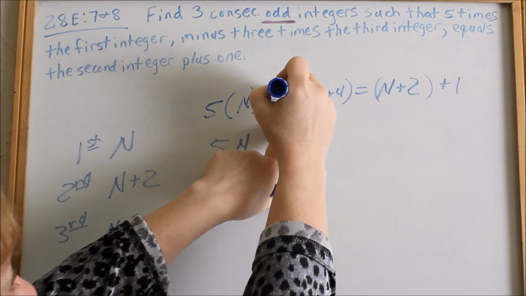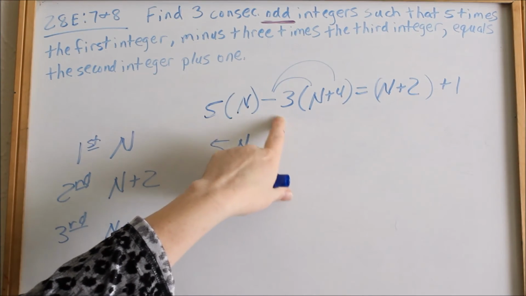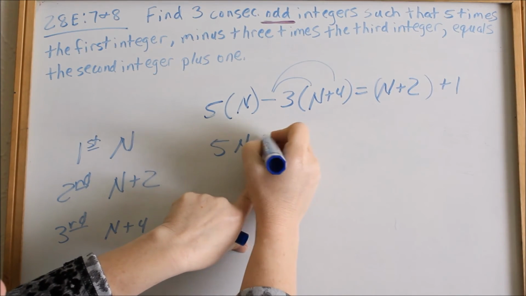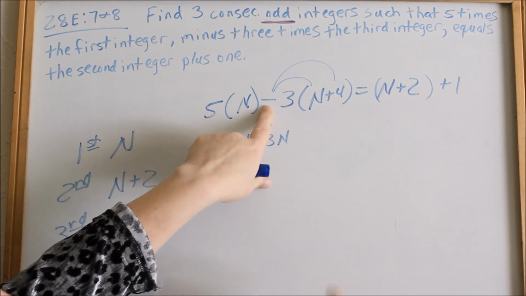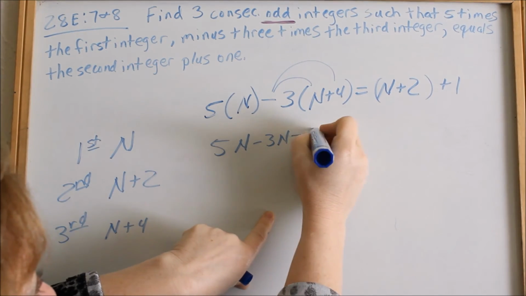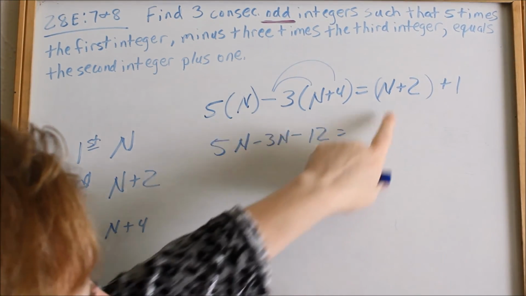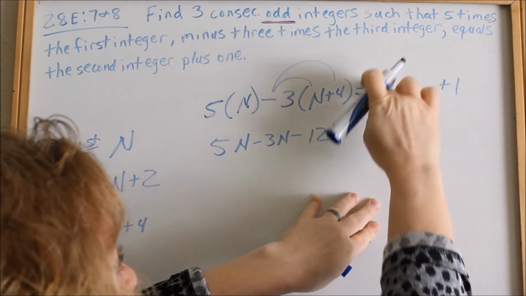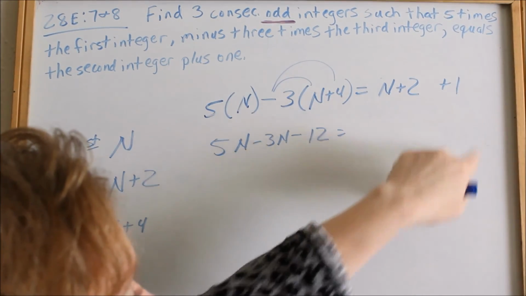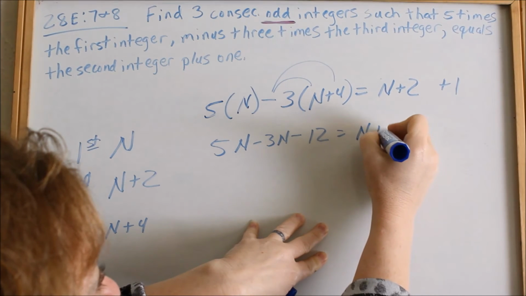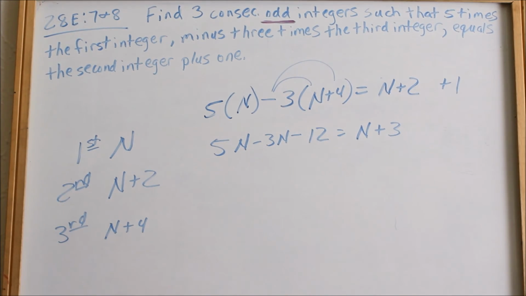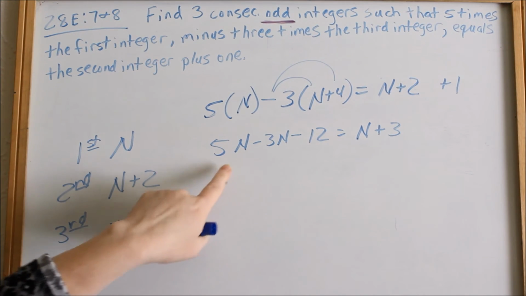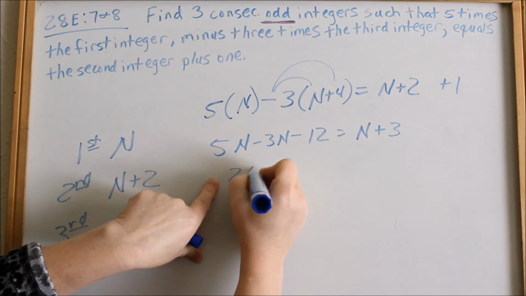What do I do with this? Distribute it. Distribute that negative. Negative 3 times n, negative 3n. Negative 3 times a positive 4, negative 12. Here, I can just basically take these parentheses away. n plus 2 plus 1. Add your numbers together. n plus 3. On the left, I can combine my n's. 5n minus 3n, 2n.